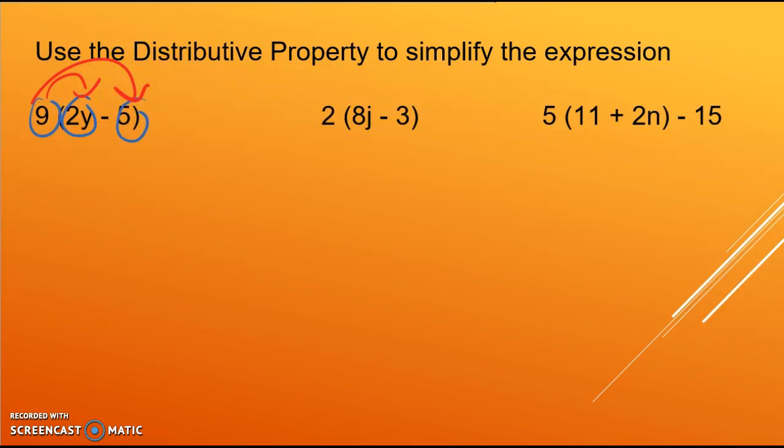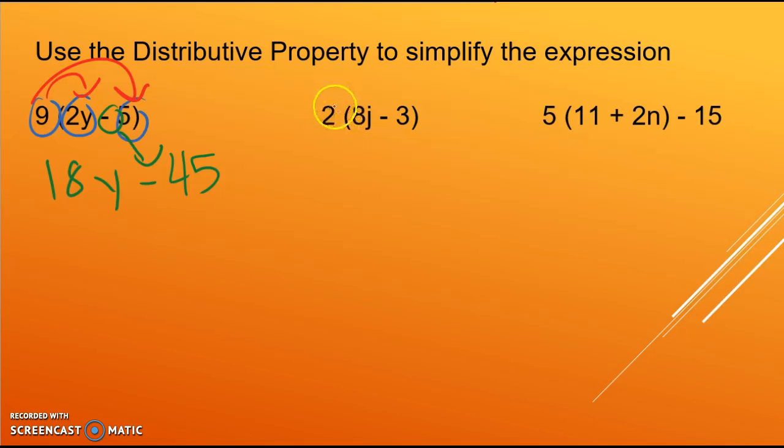When I distribute, I have 9 times 2y, which is 18y. I'm going to use a different color again so you can see it easier. 18y, and then 9 times 5 is 45. And then since I had a minus here, I need to bring that down. So I have 18y minus 45 as my final answer. I can't combine anything more because I have a y over here and I don't have a variable over here. They're not like terms, so I am done.